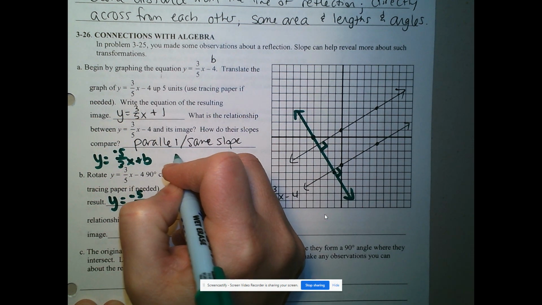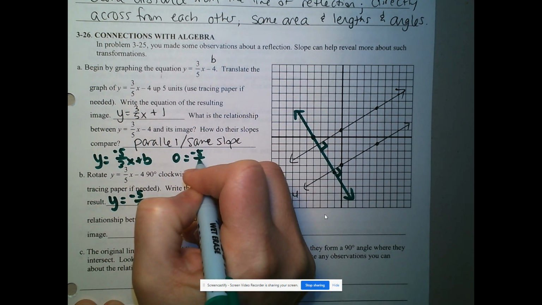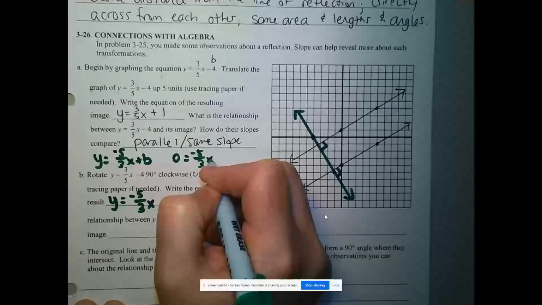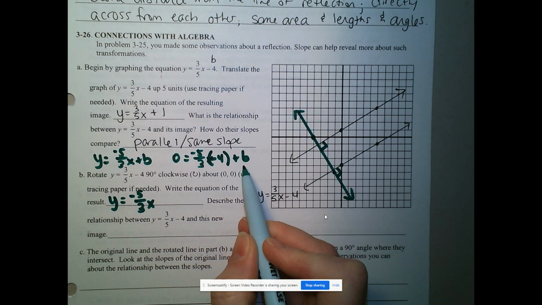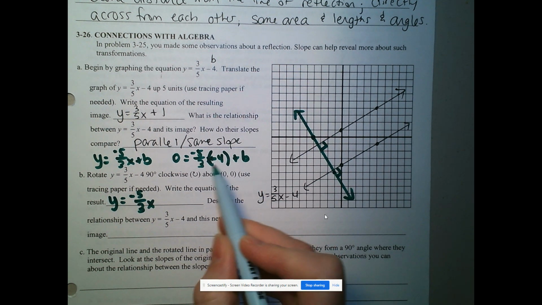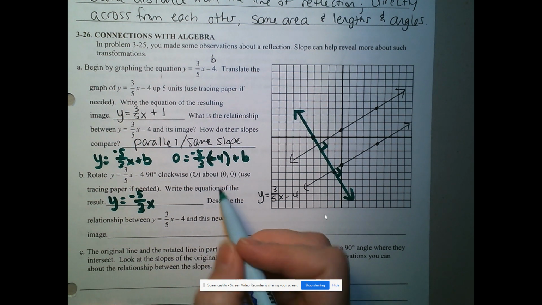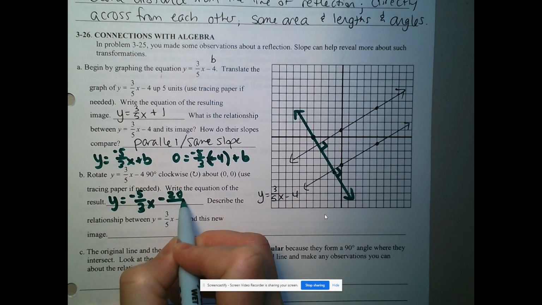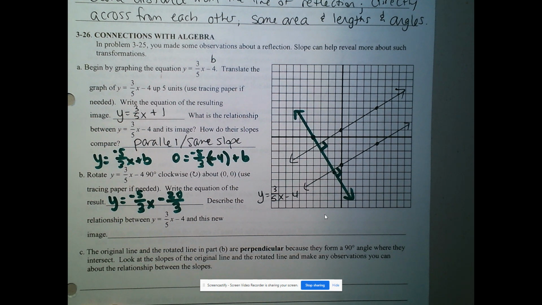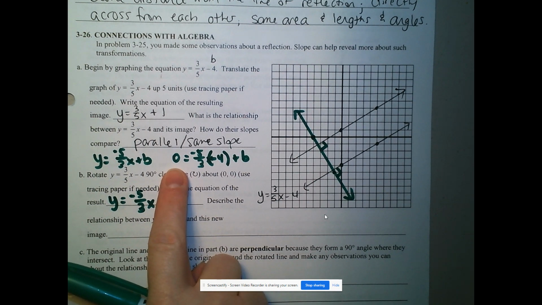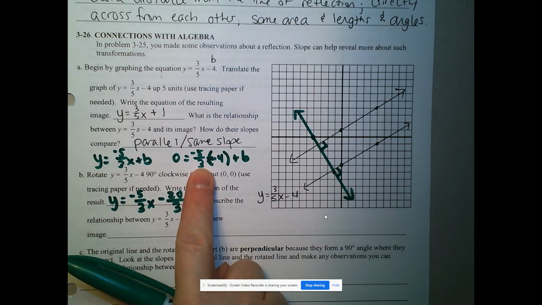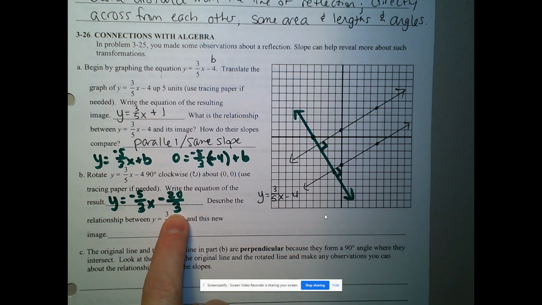So you would plug in 0 for y, negative 5/3 x. Instead of the x, we're going to put in negative 4 and then plus b. And you would solve for b. You would multiply the negative 4 times the negative 5/3. It's a positive number. You'd subtract it from both sides, and you get negative 20/3 as your y-intercept. So you had a slope and you had a point. You substitute them both into slope-intercept form to get the missing b value.